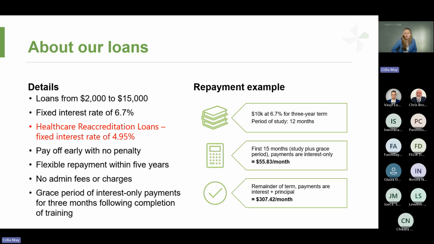And on the right side, you can see just a simple example. So if you borrow $10,000 at 6.7%, for the first 15 months, which includes your program of study of 12 months and 3 months on top while you're looking for a job, you will be paying a little bit more than $55. Then after that, we will ask you to pay the principal plus the interest back, and it will be a little bit over $307. But still, we are more than just a loan.